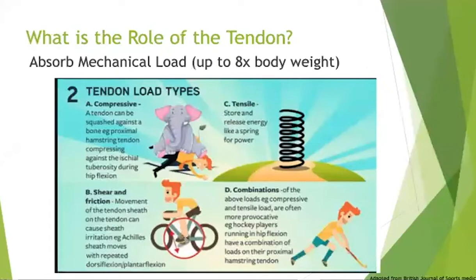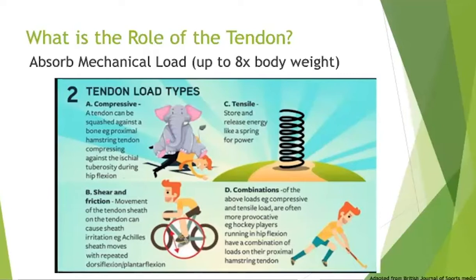So what is the role of the tendon? Oh, easy. It is to absorb mechanical load up to 8 times body weight. So there's 4 different types of load. I really like this infographic. It's from the British Journal of Sports Medicine. Let's look at the first one here, the elephant. Okay, so it's a good idea here. Compressive is a tendon being pushed against a bone. Okay, so it's being compressed. The second one here is simply cycling. So the movement of the tendon sheath, which we just talked about, which is that outside part, can cause some friction.